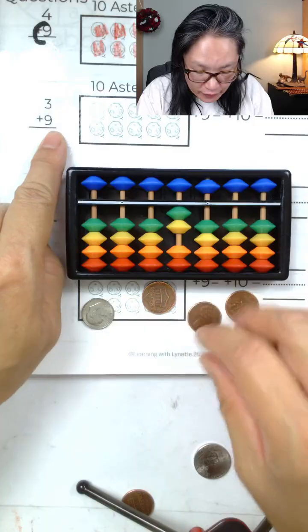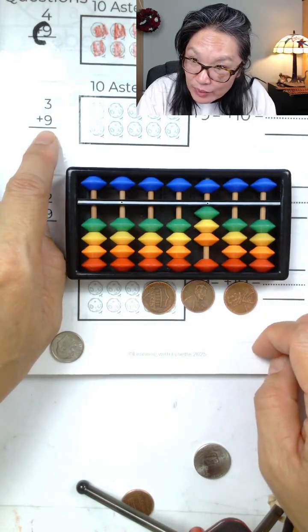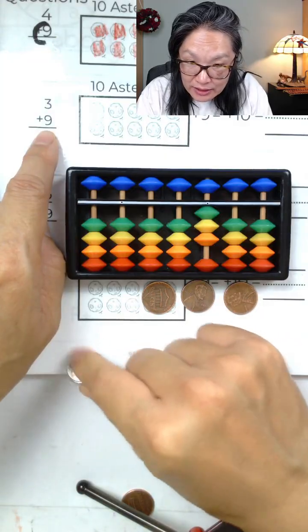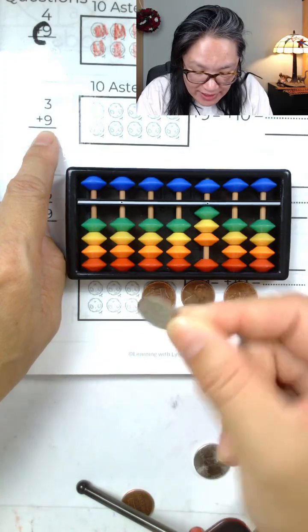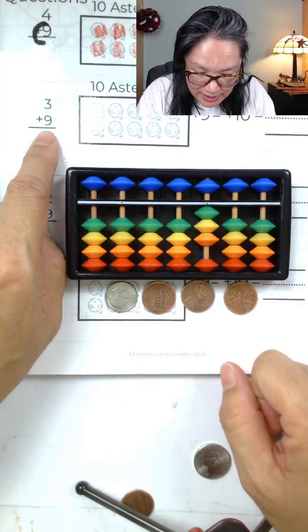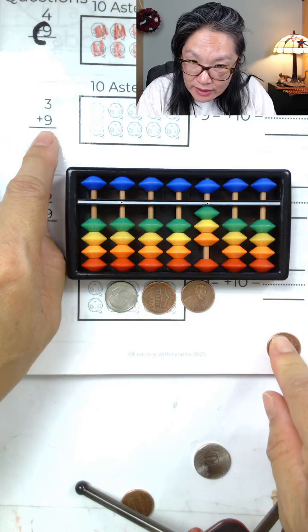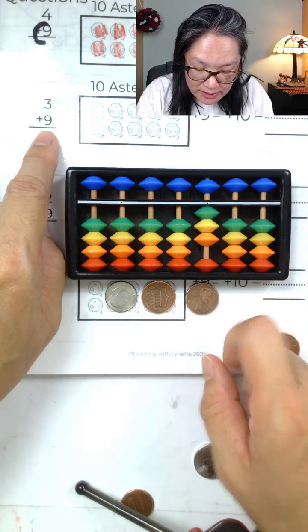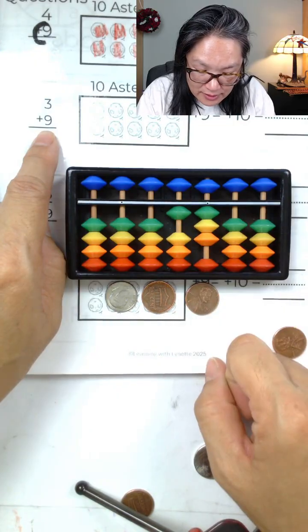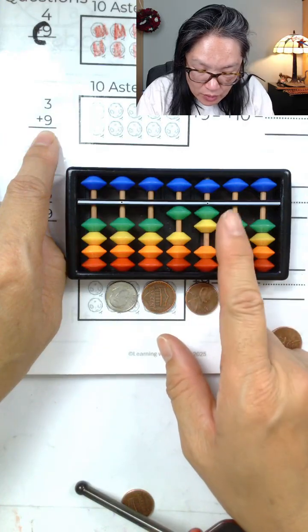Let's do another one. We have 3 on the abacus. If I have 3 on my abacus, I want to add 9. But guess what? I don't have enough to add the 9. So I get 10 cents. I'm going to give you my 10 cents, and I need to take away 1. So what am I left with? I'm left with 12. I can show you on my abacus. I have 10 cents, and I take away the 1.